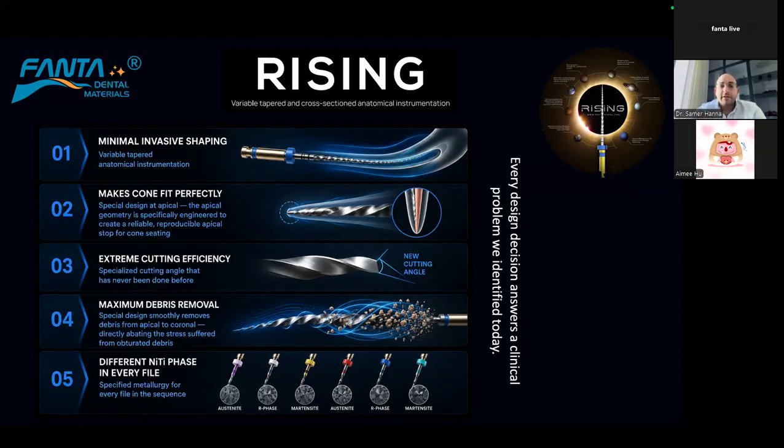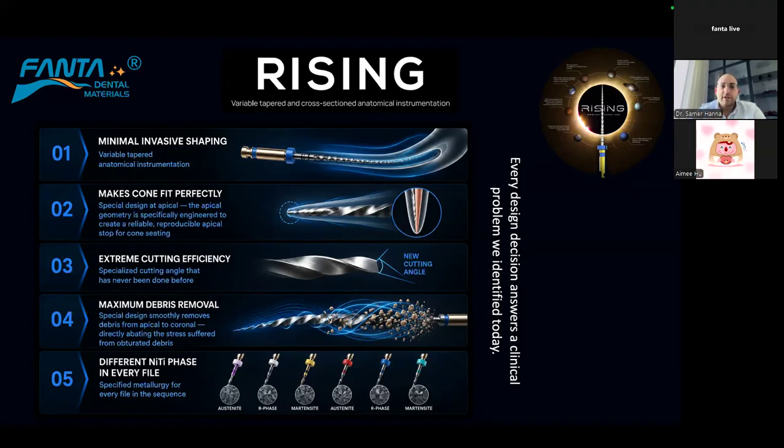It makes the cone fit perfectly, as it has an apical part specifically designed. The apical geometry is significantly engineered to create a reliable and reproducible apical stop for cone seating. Again, if we use it in a correct way, it will significantly ease our life in such an area. For the canal fitting, the GP fitting is going to be extremely smooth and easy.